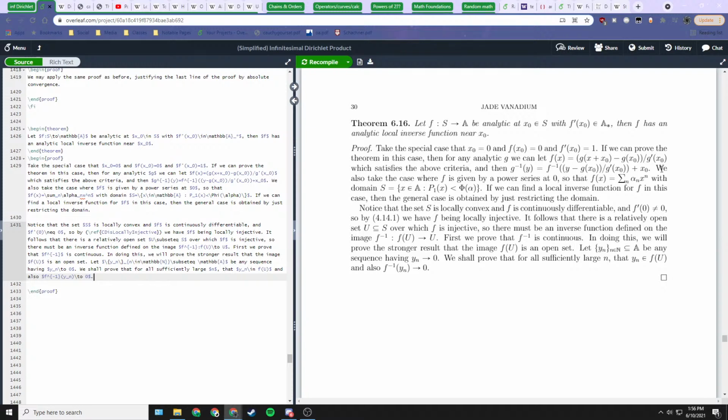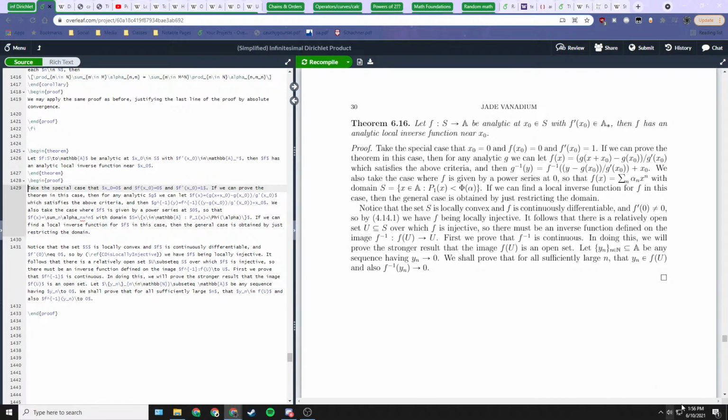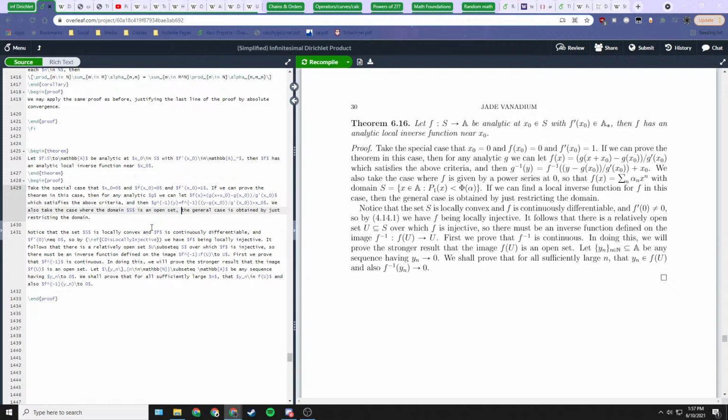This doesn't jive with what we set up. This will still work, but this doesn't agree with what we set up. If we want to prove the general case where we have a power series, it actually doesn't make sense with this. That's fine though. Let's adjust this slightly. We'll say we also take the case where the domain S is an open set. We'll do it that way. The general case is obtained by restricting the domain.